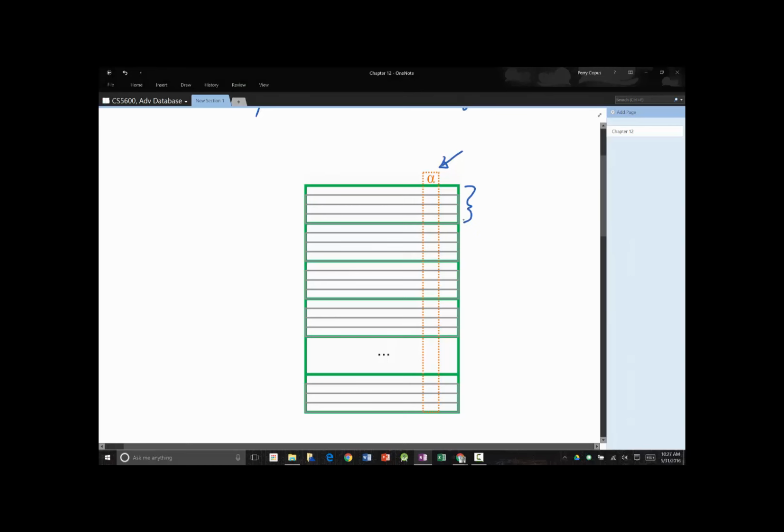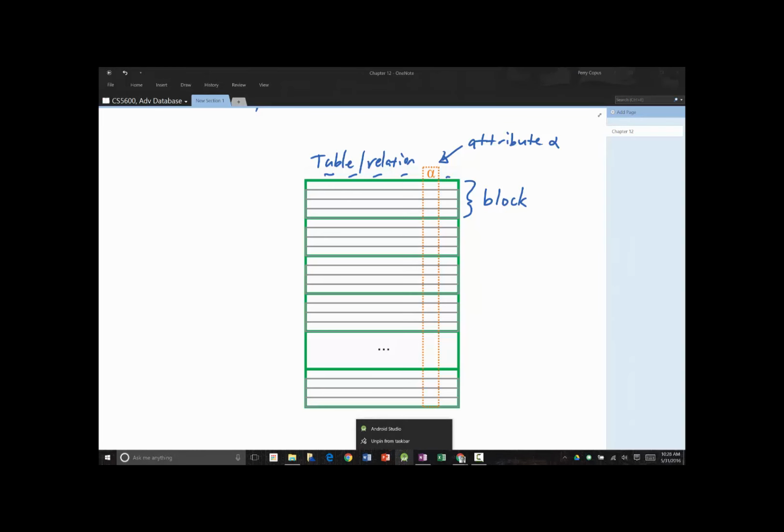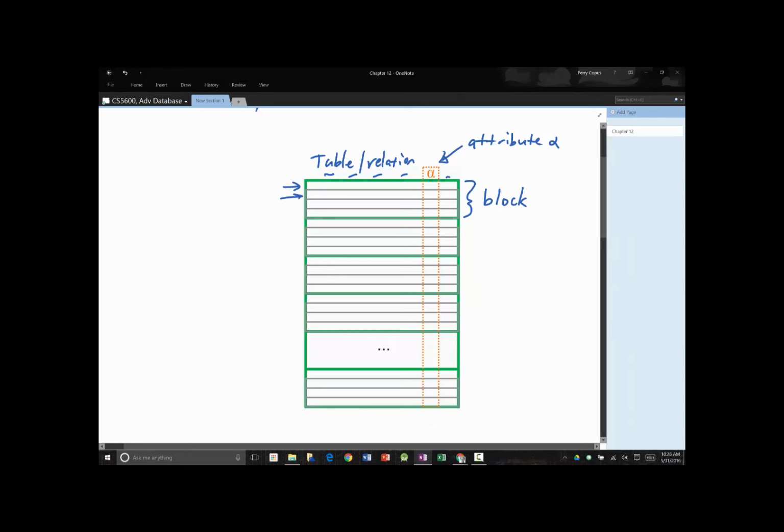First of all, the whole thing that you see here is the table. This is a block. Okay. This whole thing is the table or relation. This is an attribute which we'll call alpha. And there are, of course, other attributes here, here, here, and here, whatever they are, for this particular table. We don't care. We're going to search on attribute alpha. And each one of these, of course, is a tuple. There's the first tuple, second tuple, etc. And so we're assuming we have multiple tuples per block, as you see here.